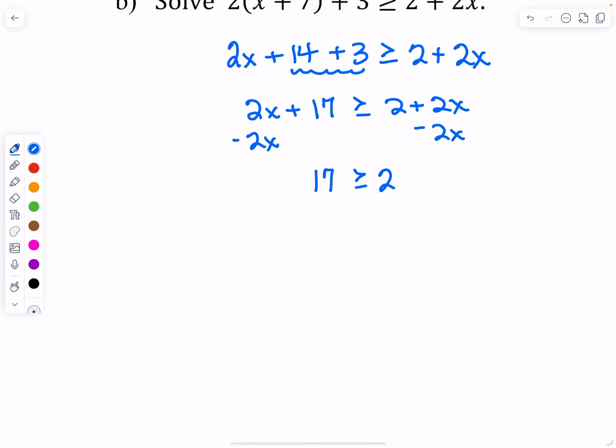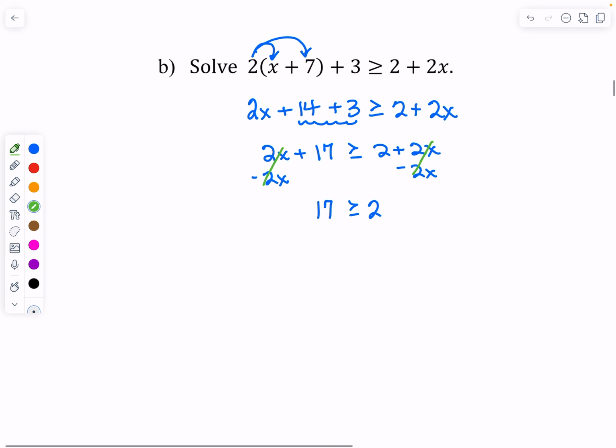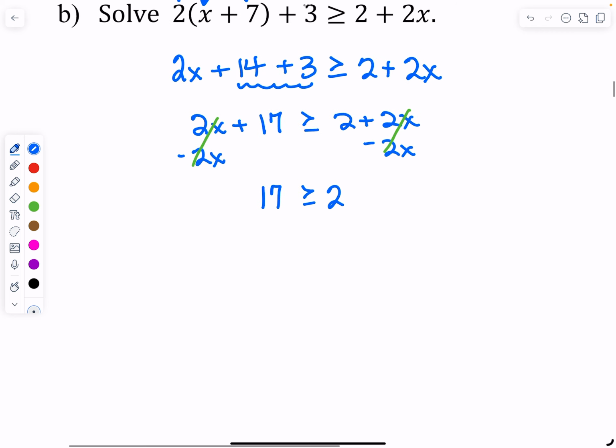Uh-oh. What happened to my x's? Do you see that they canceled out? So I have no x's. So when you have no x's, you have two choices. You're going to look at what you wound up with at the end. 17 is greater than or equal to 2. Is that true or false? That's a true statement.